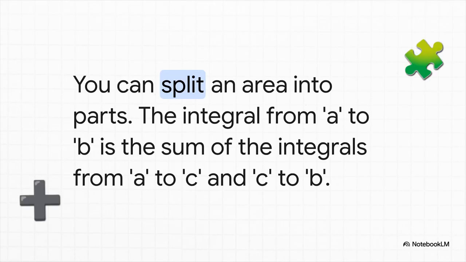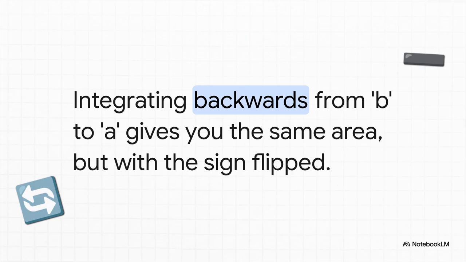This first property is really just common sense. If you want to find the area of a long hallway, you could measure the first half, then measure the second half, and just add them together, right? It works the exact same way here. The total area from A to B is just the area from A to some middle point C, plus the area from that point C onto B. Simple as that.